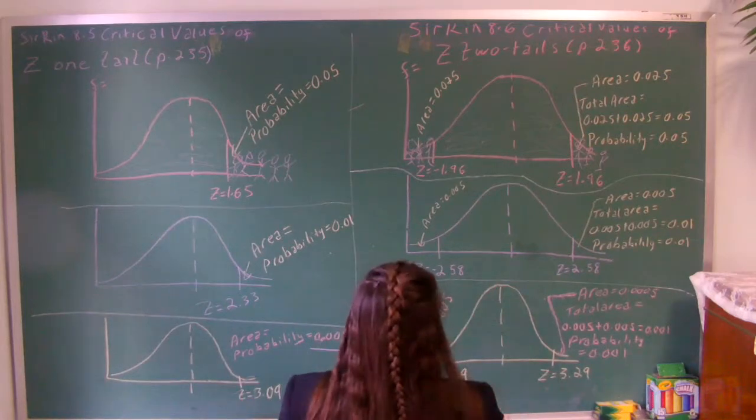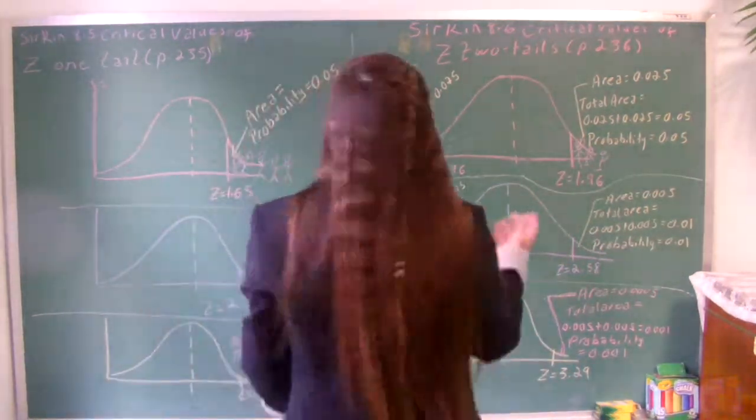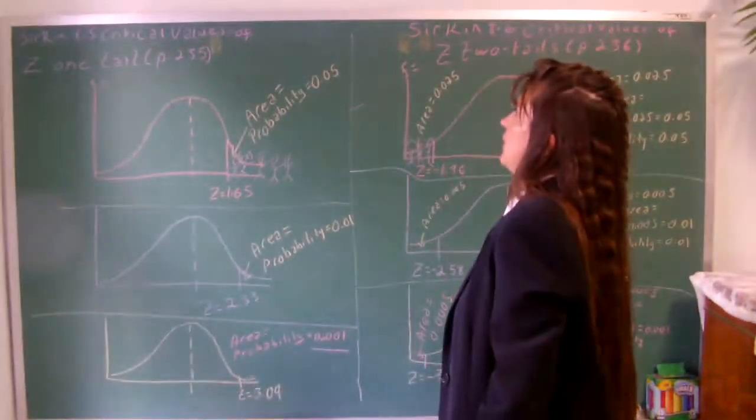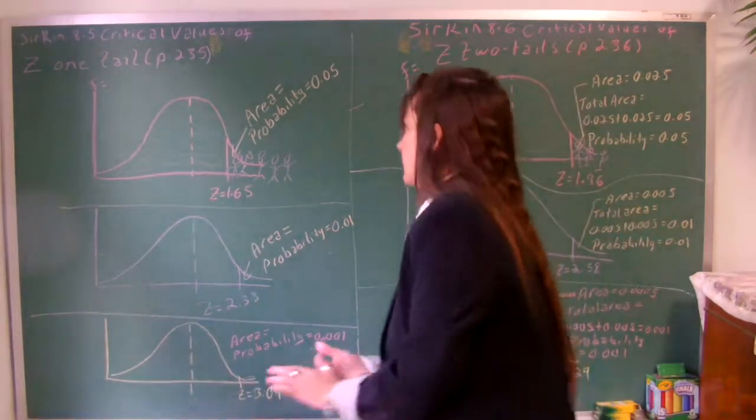So that's basically a basic explanation of your Z critical values for your one-tail versus your two-tail in Skirkin. That's what this is.